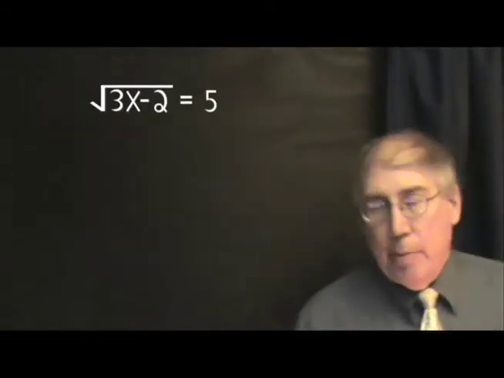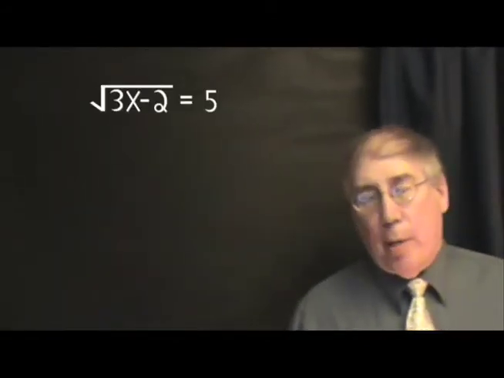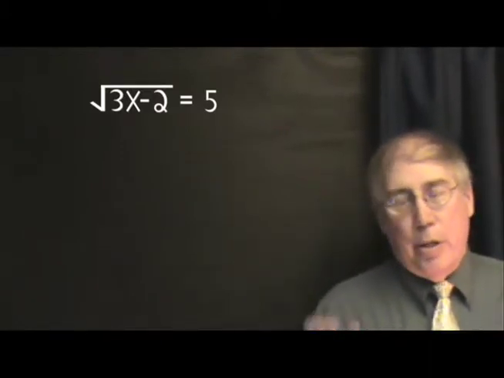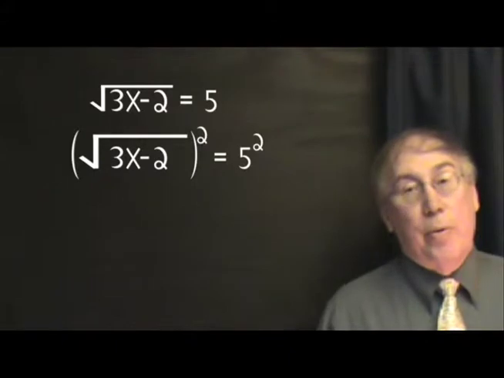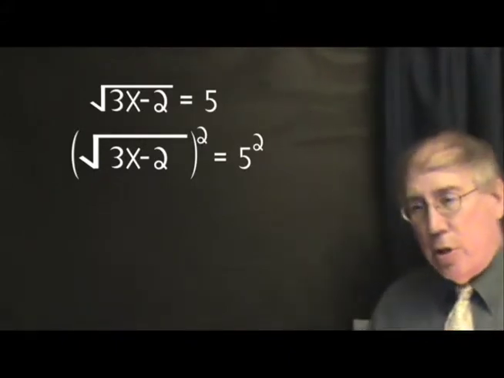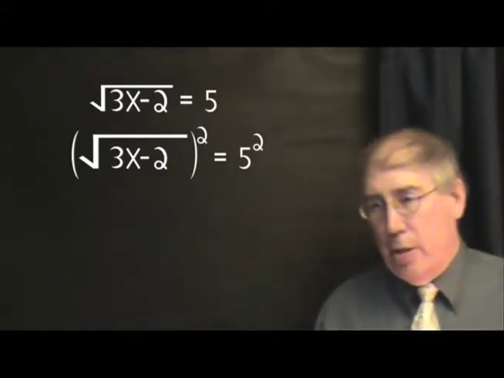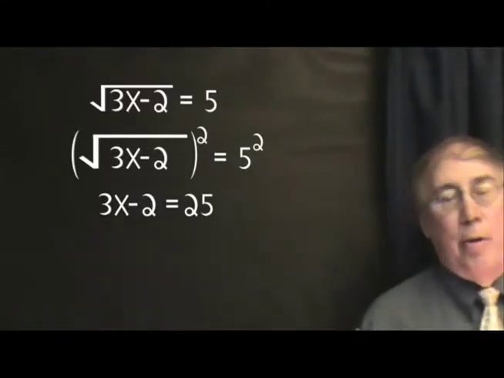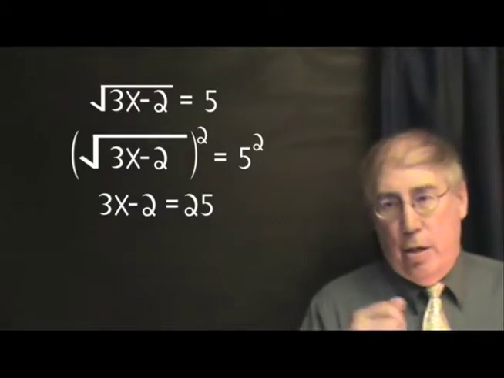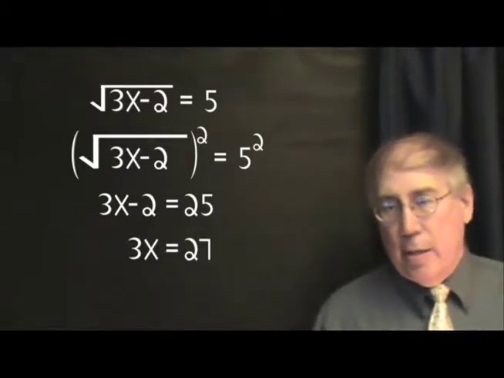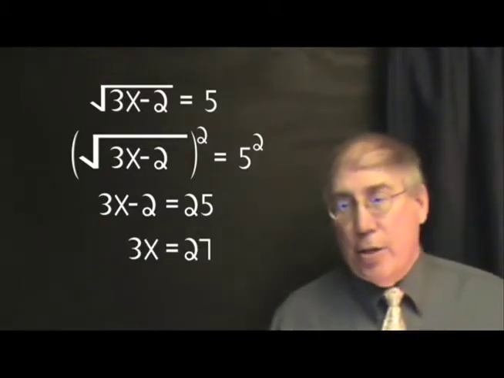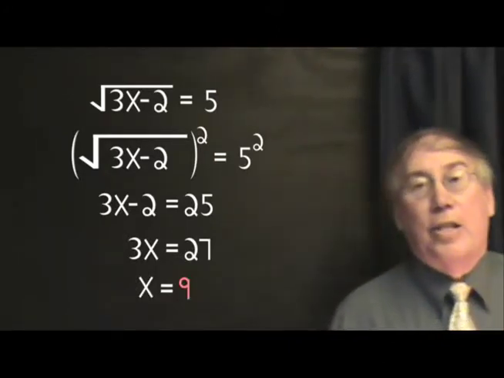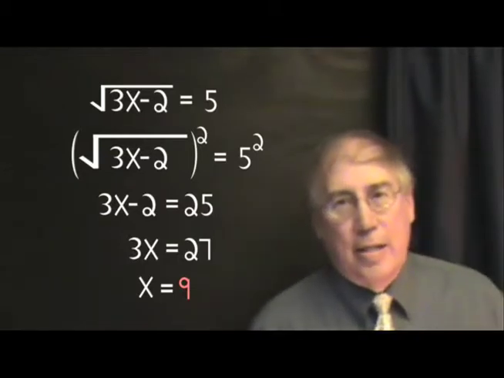So the next problem here, we'll work it like we did the first problem. Let's square both sides. So when we square the square root of 3x minus 2, that will just become 3x minus 2, and the right hand side will become 25. And we want to add 2 to both sides, and so we'll get 3x equals 27, or x equals 9 in this case.